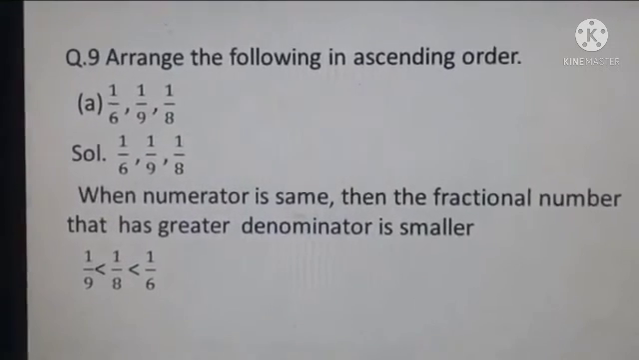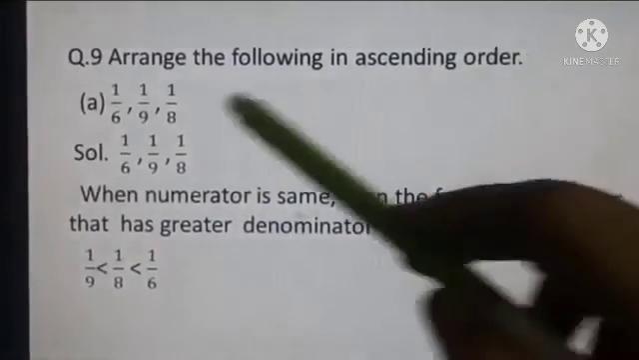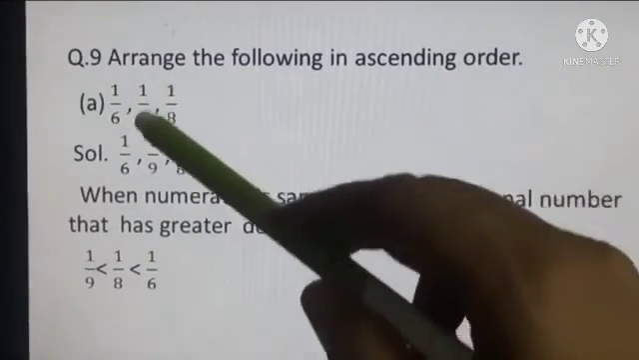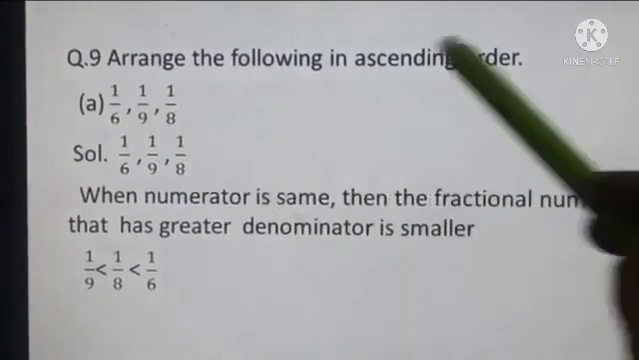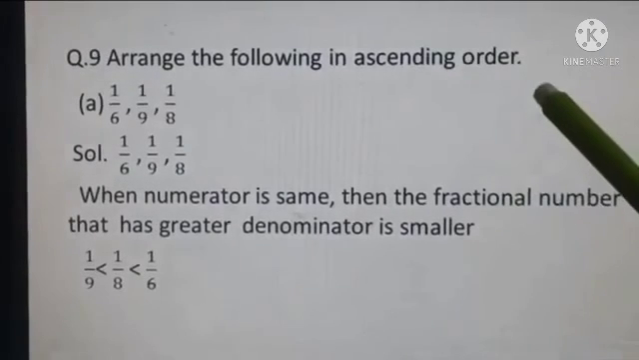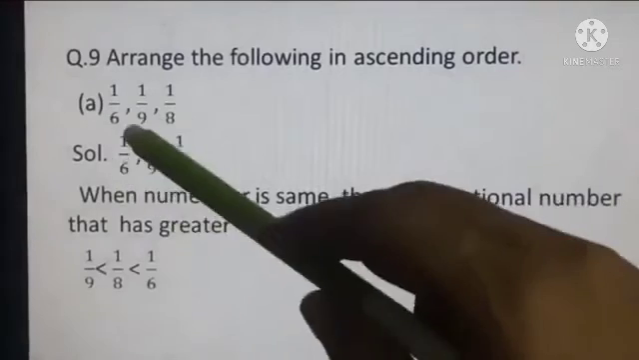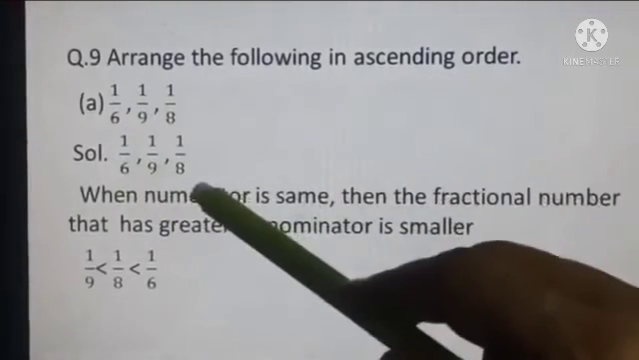Question number 9. Arrange the following in ascending order. A part: 1 upon 6, 1 upon 9, 1 upon 8. We know that ascending order means smaller to greater, बढ़ते क्रम में. So write down the question again: 1 upon 6, 1 upon 9, 1 upon 8.